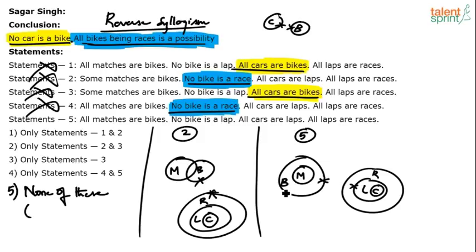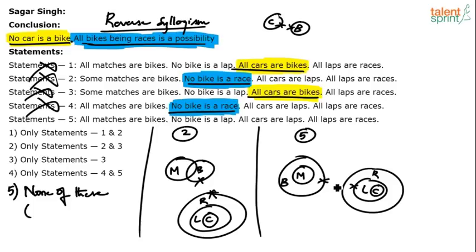All matches are bikes. No bike is a lap. All cars are laps. All laps are races. Now check the 2 conclusions. No car is a bike. Yeah, no car is a bike is correct because bikes cannot overlap with laps. If bikes cannot overlap with laps, bikes cannot go inside laps and overlap with cars. So no car is a bike is true. Simple, right? How can bikes overlap with cars?